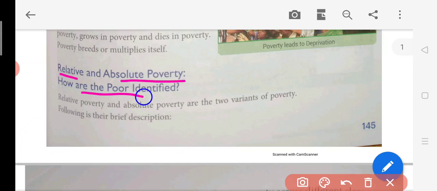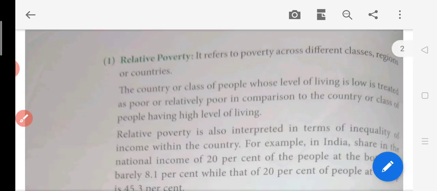So how are the poor identified? What is relative poverty? We are going to understand that first. See, there are different classes of people in the society. So among the poor also, we can compare one poor person to another poor person. When you do the comparison between people, you are relating one person to the other person, you are just comparing them. So this is called relative poverty.